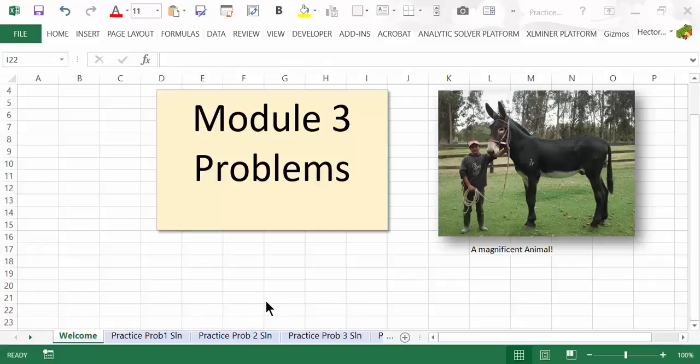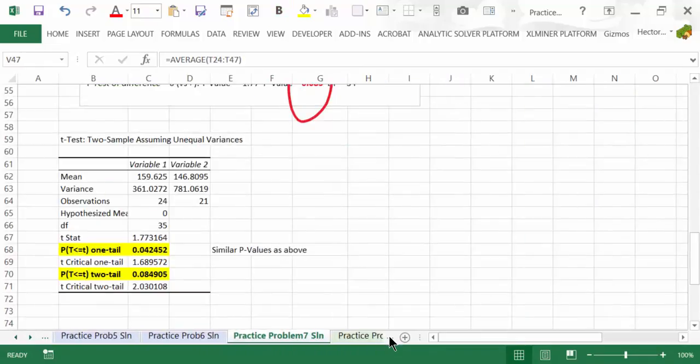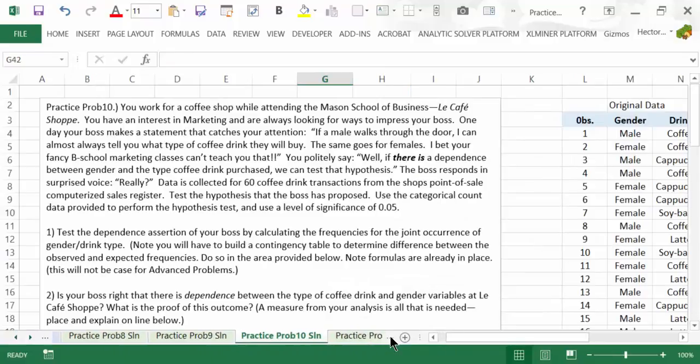We're going to work on problem 10 now in module 3. In this particular problem, we're doing a hypothesis test, but a very specific kind of hypothesis test, a very different one, called a chi-squared test. A chi-squared test, or hypothesis test on categorical data.